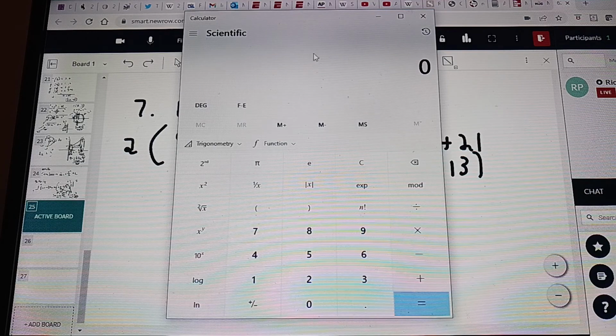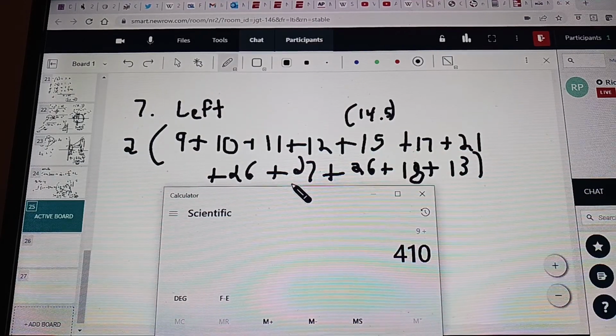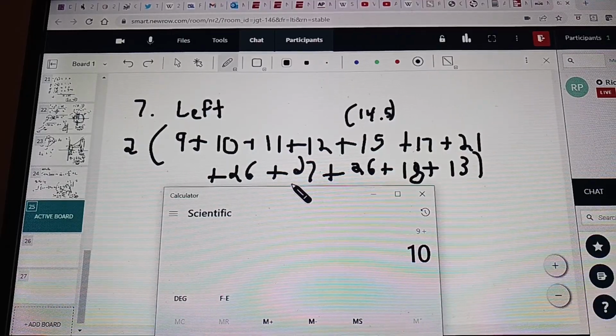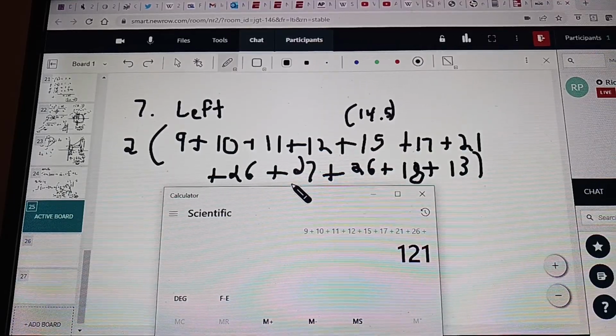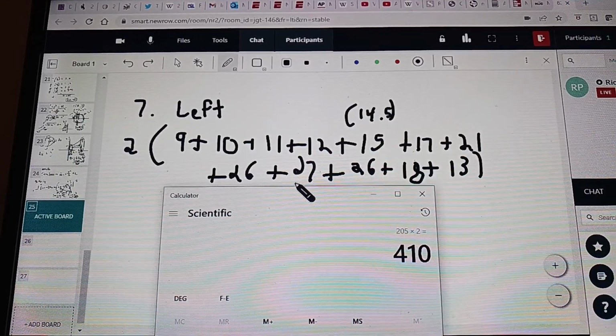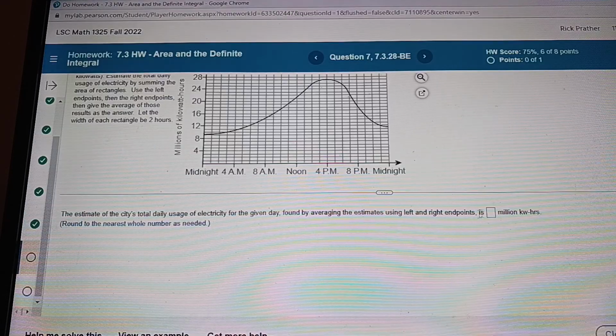Okay. 9 plus 10 plus 11 plus 12 plus 15 plus 17 plus 21 plus 26, 27, 26, 18, and 13. And then times 2. So my left estimate is 410. I don't know if I'm too lenient with that or if I should have done it a little closer, but 410. Let's see how strict they are on this.